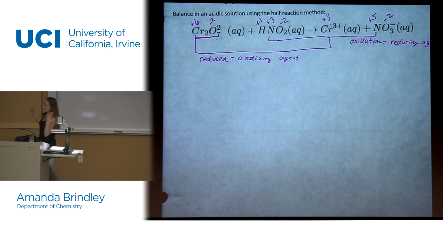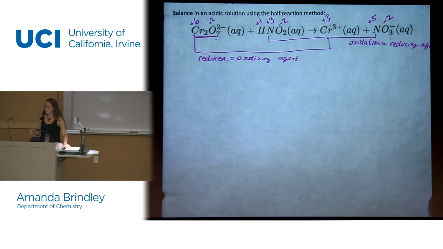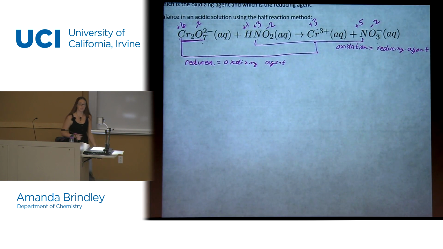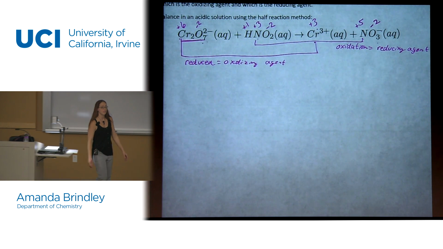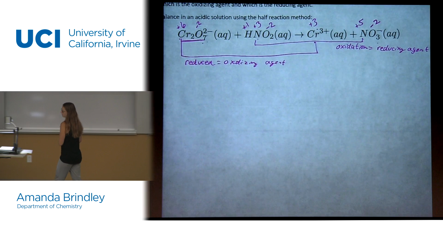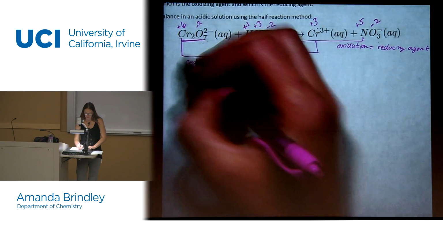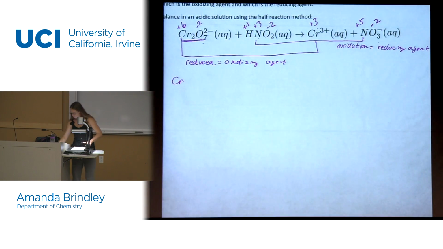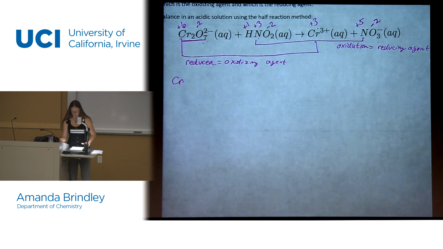All right, again, for the half reaction method, we don't necessarily require that. Good practice to do anyways, though. Now comes the part where we split it into half reactions, okay? So we'll split the two. We put chromate over here. I don't know why I'm writing in pink, that's a bit much, sorry.